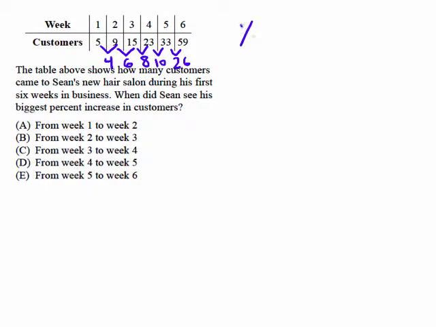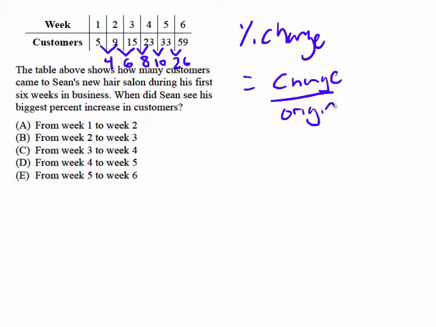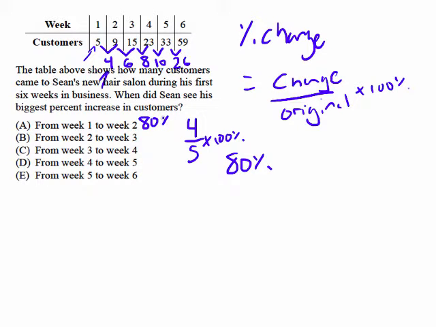But what we care about, remember, percent change is always change over original, and then we do times 100%. And so what we're going to do for each of these choices is just calculate the percent change. So from week 1 to week 2, we've got a change of 4 and an original value of 5, right? So that's 4 over 5 times 100%, which is going to be 80%. So week 1 to week 2 is 80%. That's our leader because it's the first one we tried.